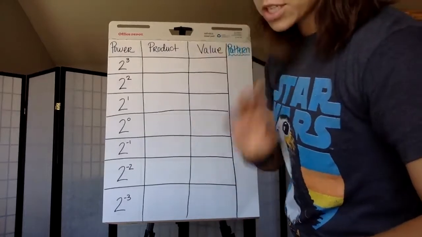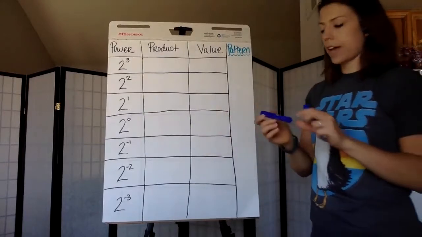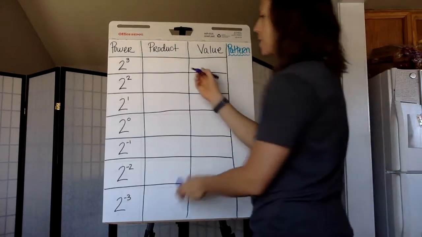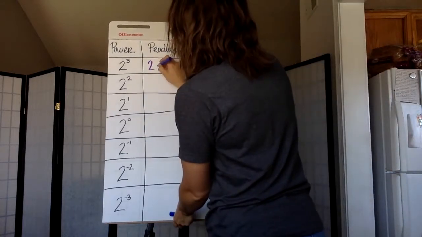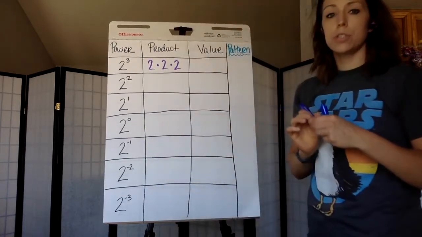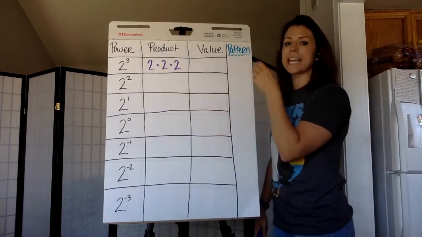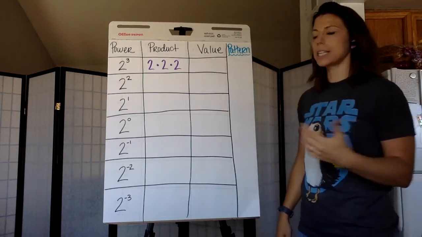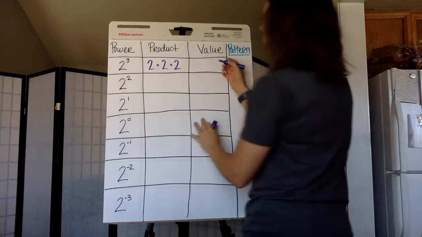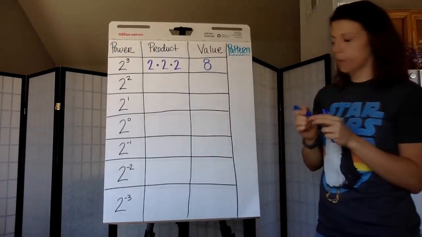So the first thing that we're going to do is simplify the ones that we know how to simplify. I know how to expand 2 to the 3rd power. 2 to the 3rd power means 2 times 2 times 2, right? Now, what is 2 times 2 times 2? Common misconception: a lot of us will want to go 2, 4, 6. That's actually adding. 2 plus 2 is 4 plus 2 is 6. 2 times 2 is 4 times 2 is 8. So 2 to the 3rd power has a value of 8, right?